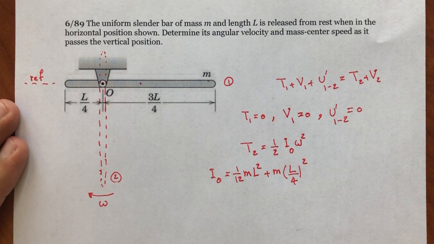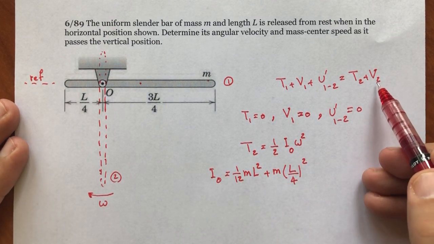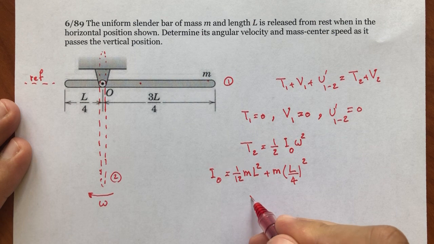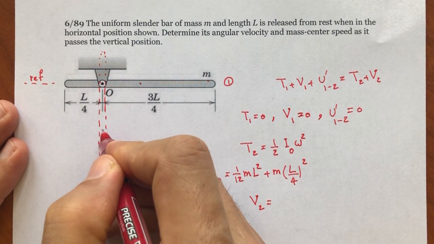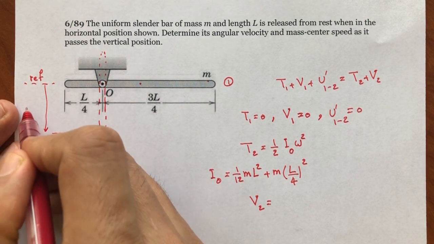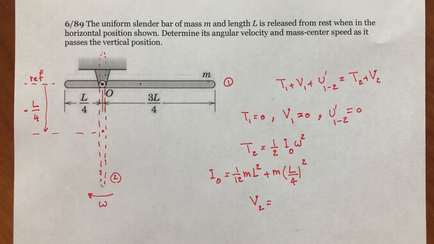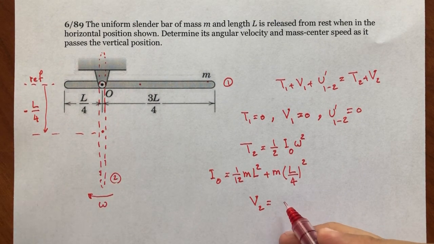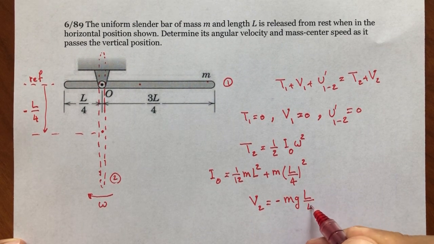So this is going to be IO. And the last thing we need to calculate is V2. What is the potential energy at the end? The centroid is going to be down here, and the height of it is going to be negative L/4. So the potential energy is going to be negative mgL/4.